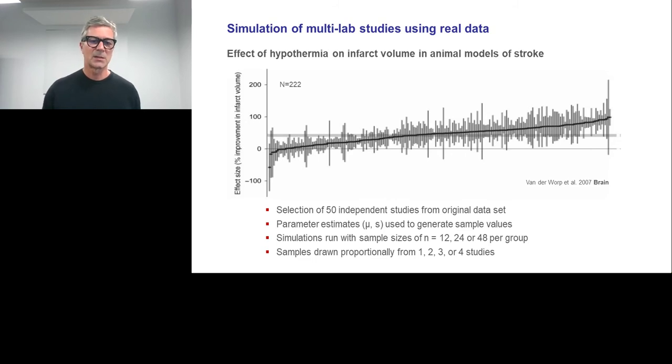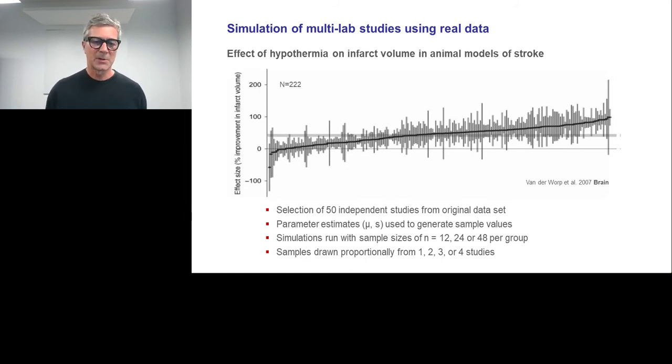So we had a lot of data to play with, and they are ranked here along the effect size that they produced. The gray bar indicates that on average, hypothermia reduces the infarct volume of a stroke by about 50%. So what we did with these data, we selected 50 of these 222 studies. We selected the 50 studies that were most independent of each other, meaning that they came from different labs and from different scientists.